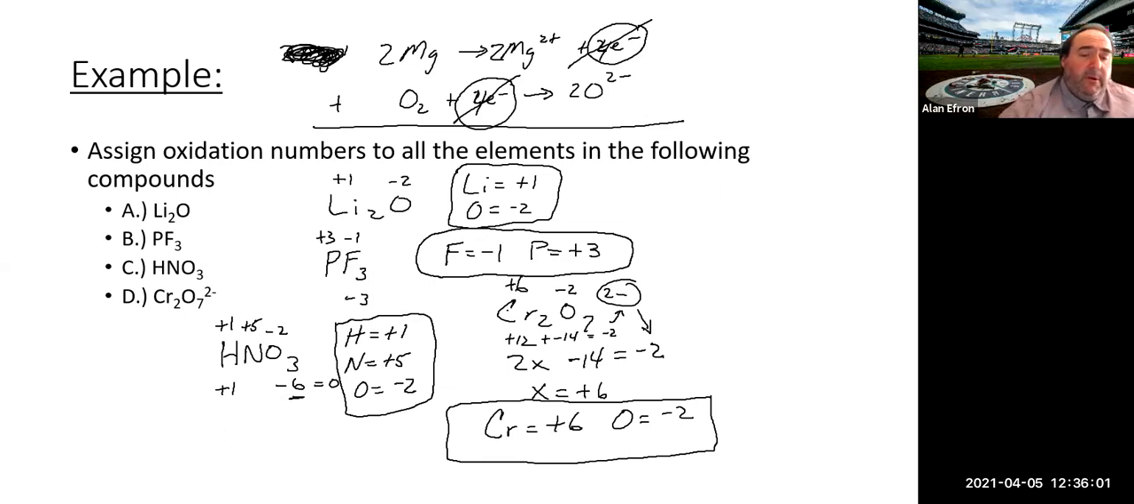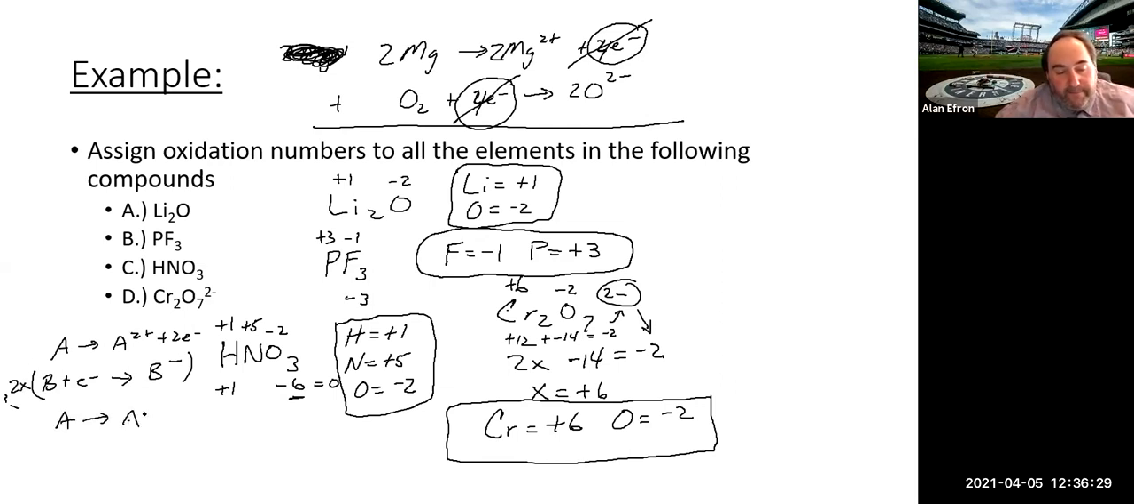Now, when we get into something a little bit more complicated, for a situation like if you had A going to A2+ plus 2 electrons, and you had B plus an electron going to B-. If you were going to add these together, you would want to multiply, let's say, the bottom one here by 2. And that would give you this, which would then allow you to cancel out the electrons when you add them together.